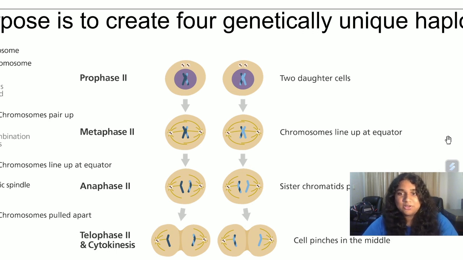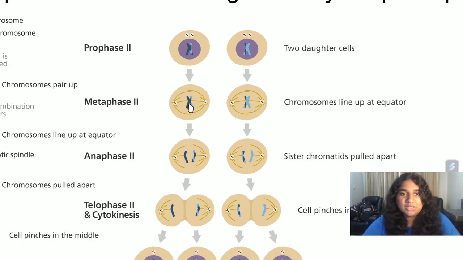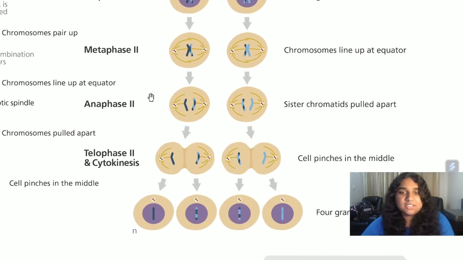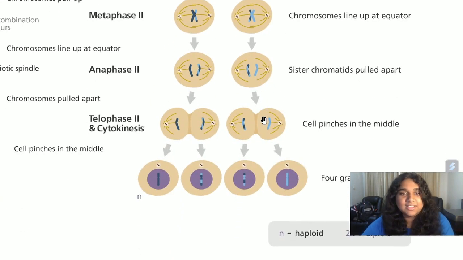Metaphase 2 is where chromosomes will line up at the equator again and the spindle fibers will start to form. Then anaphase will pull each of these chromatids to the pole of the cell. So instead of having 2 copies of the chromosome like a normal mitotic cell division would have, this time we're only having 1 copy. So instead of 46, you only get 23 in the final one. Sister chromatids are then pulled apart.